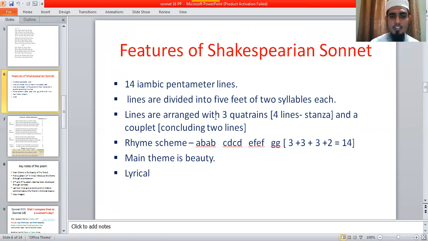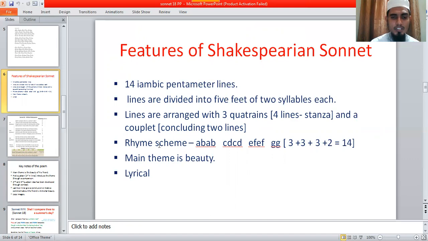So the lines are arranged in three quatrains mainly, three stanzas. Every stanza has four lines, and a couplet. A couplet means the concluding two lines. So in the sonnets of William Shakespeare there are three quatrains, 3 into 4 equal to 12 lines, and another two lines called a couplet, a heroic couplet. It is also written in iambic pentameter, and it gives the concluding idea in the last two lines.